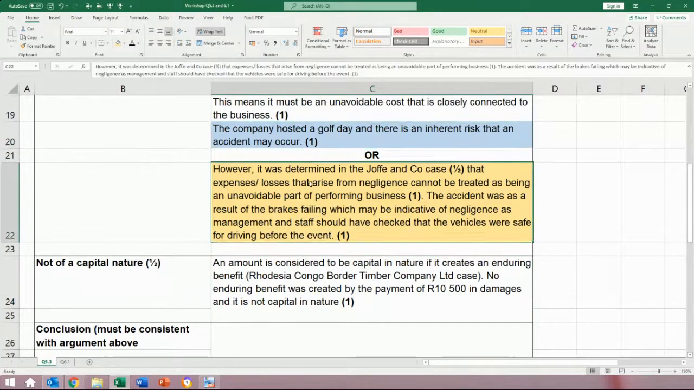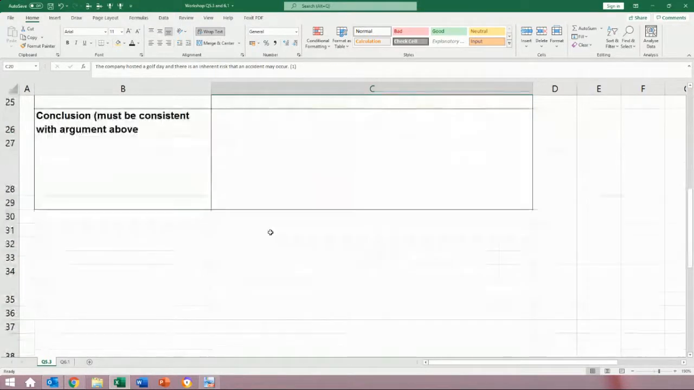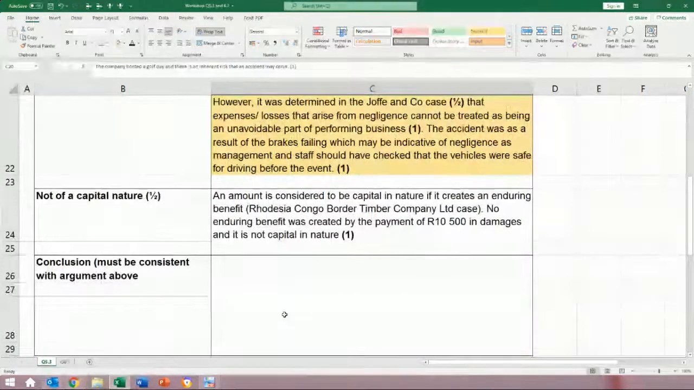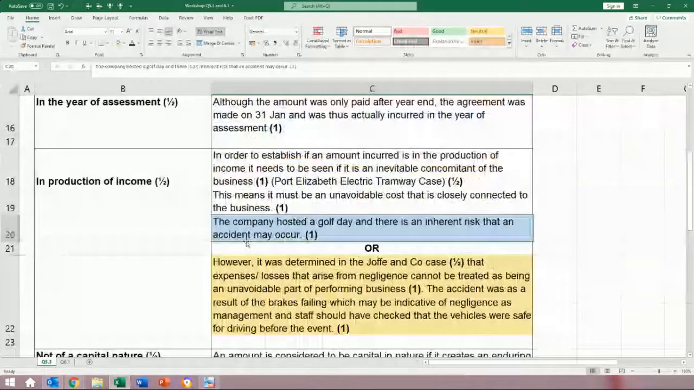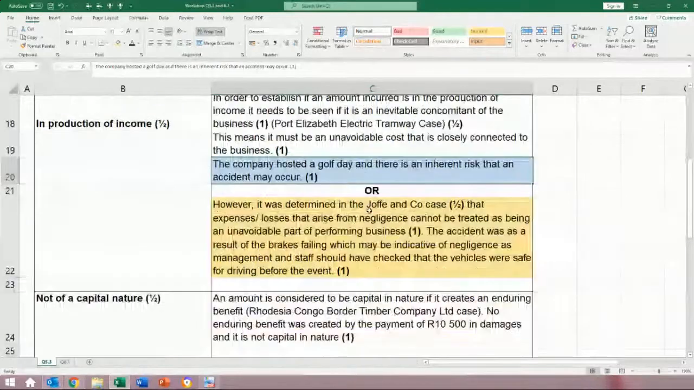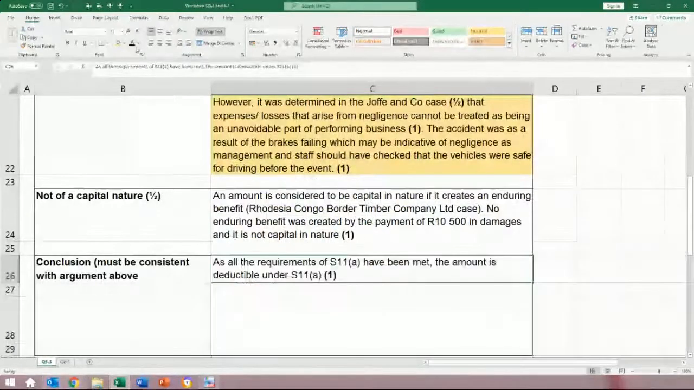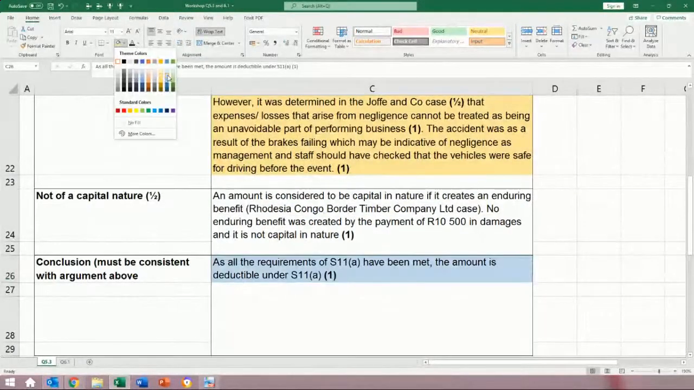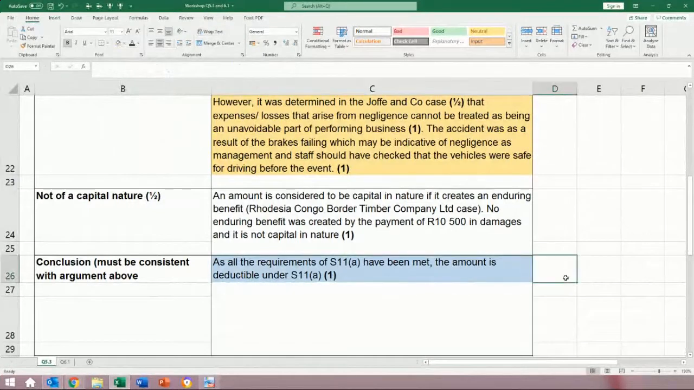Now, depending on what you've argued up here, your conclusion would actually differ here at the bottom. So if you said, okay, due to the fact that they hosted a golf day, it has its normal inherent risk that accidents may happen, then based on what you've written down, you would say, yes, all the requirements have been met, I can actually deduct it in terms of section 11A.